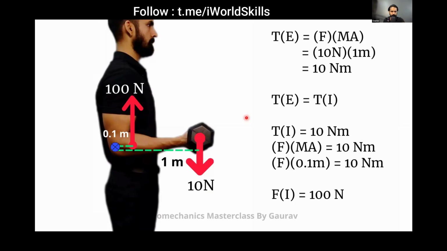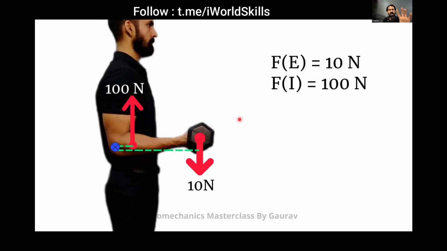Correct. Now, for the next few minutes, guys, forget about torque. We are going to be focusing on only forces, right? Forget about torque. Now over here, I can see there are two forces acting on my forearm hand segment. One is coming from the dumbbell in the downwards direction, which is 10 Newton. Second force is coming from the bicep muscle. Now we know that this is 100 Newton, right?